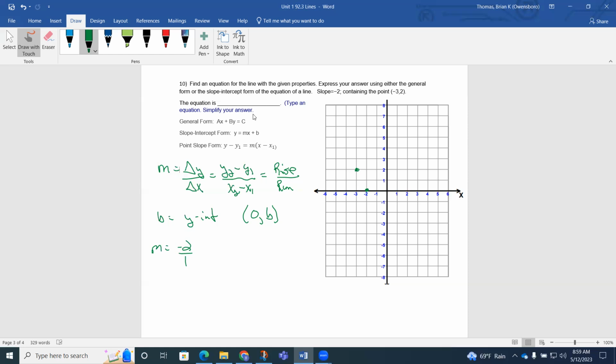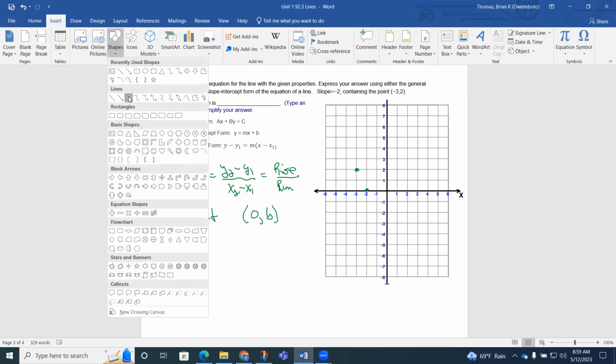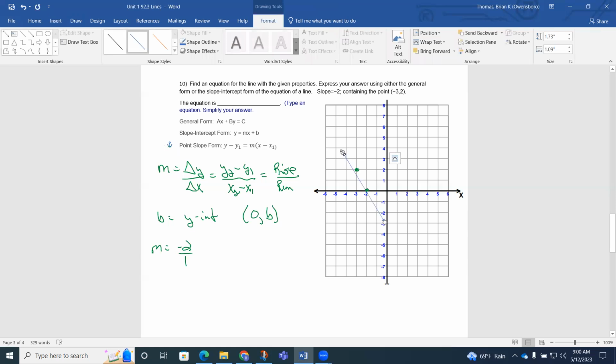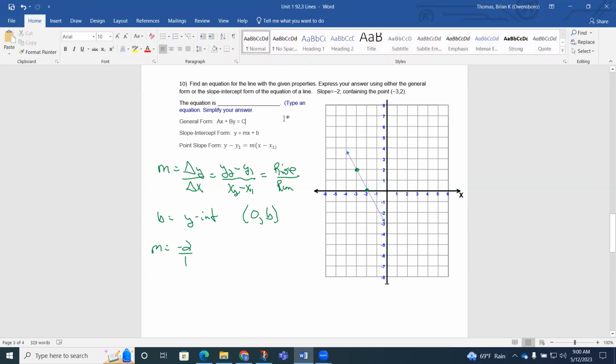So what I can do from there is just draw a line passing through those 2 points. Let's see if I can do that. So the line would be passing through those 2 points. It'd be something like that. Let's see if I can make that look a little bit better. So that's what the graph would look like. Again, what they want us to do, though, is write the equation of a line.